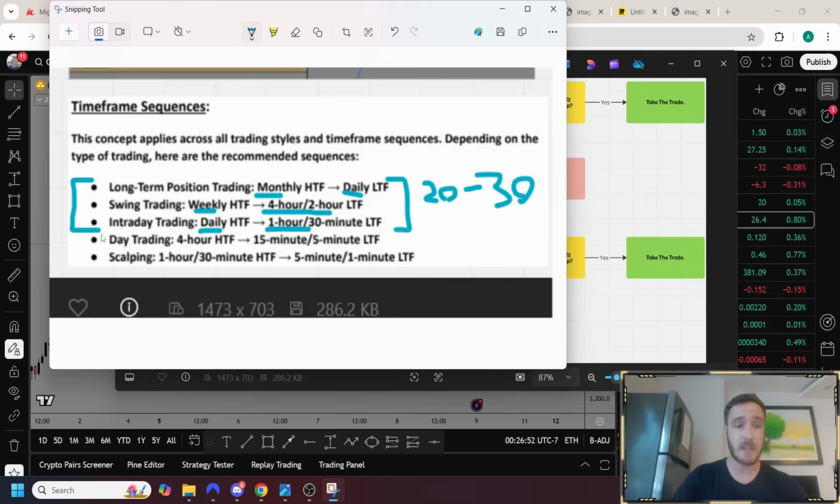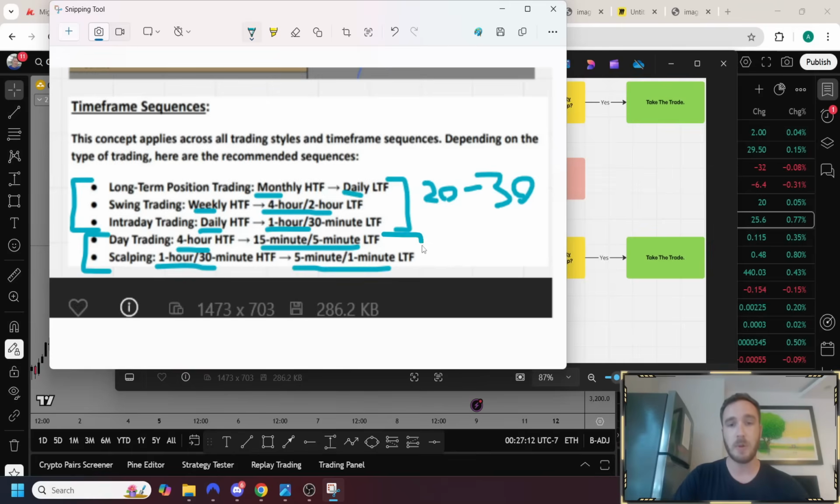And then if you plan on scalping or day trading, you're probably going to be using the 4 hour or the 1 hour / 30 minutes as your highest time frame. And for your lower time frame, you're going to be using the 5 minute, 1 minute, or the 15 minutes. So, I mean, you can see it right here.